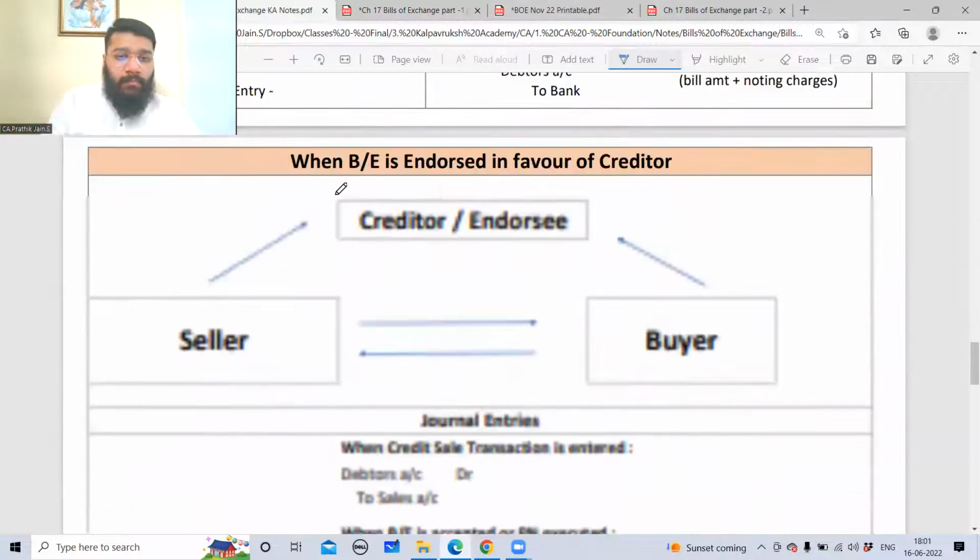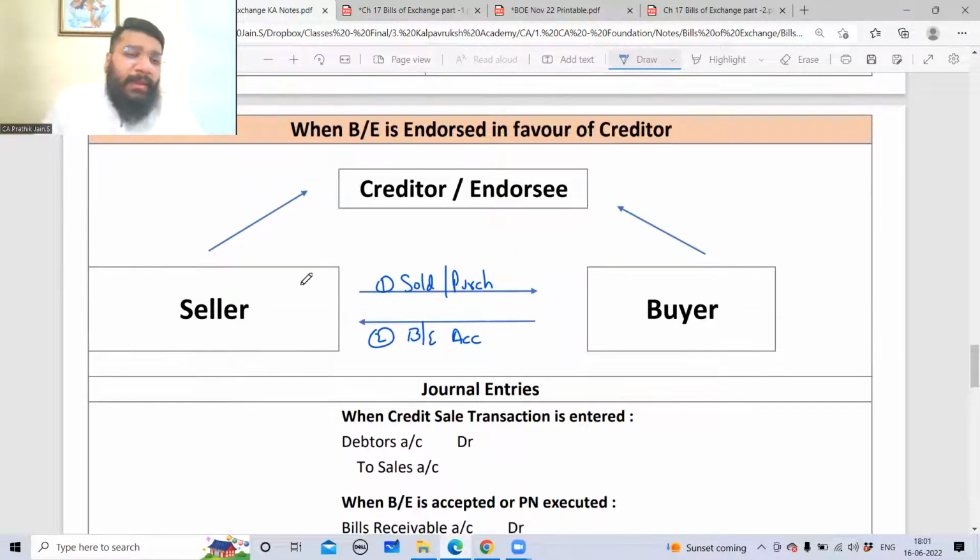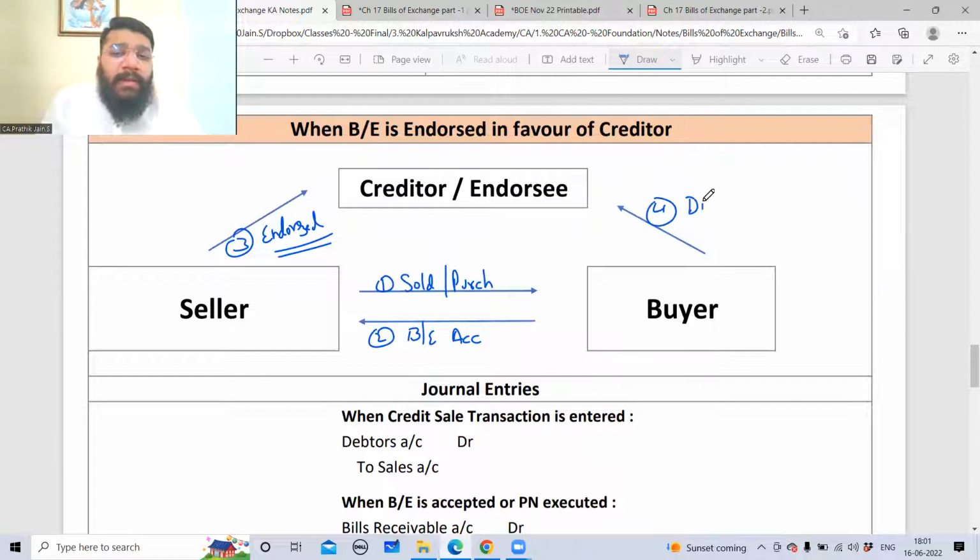So first thing is the seller has sold the goods, or the buyer has purchased goods from the seller. Second, the bill of exchange is being accepted. Third, the bill is being endorsed. Fourth, on the maturity date, the bill is being dishonored. So total 4 transactions.